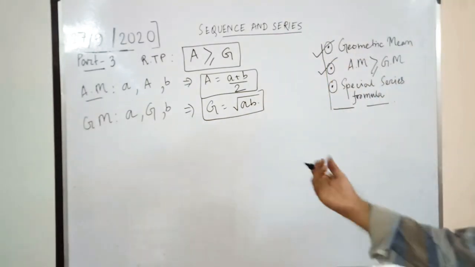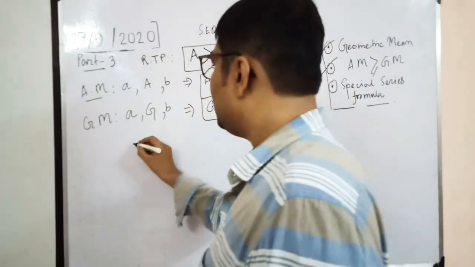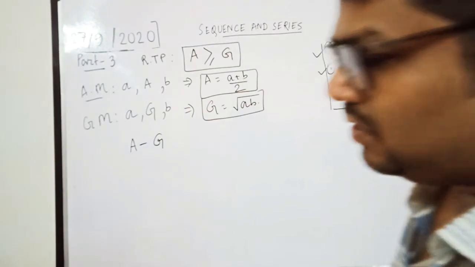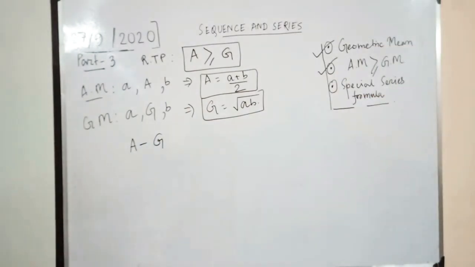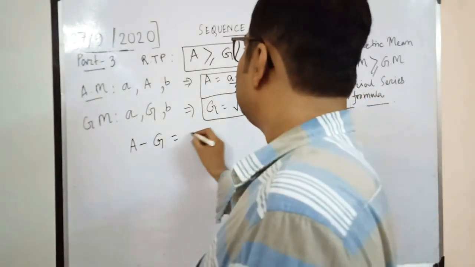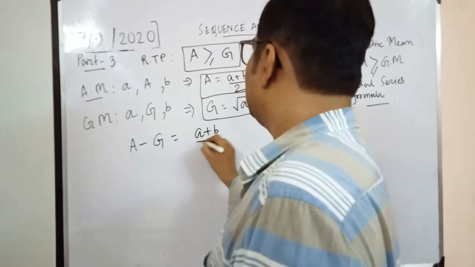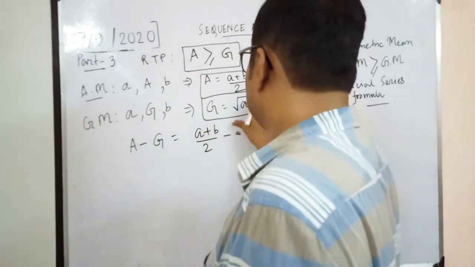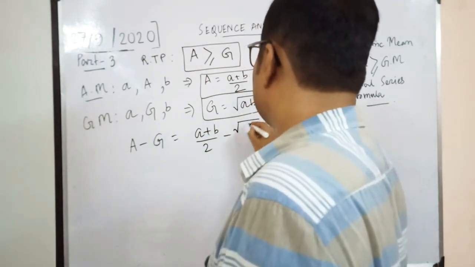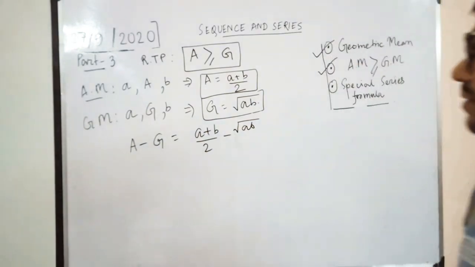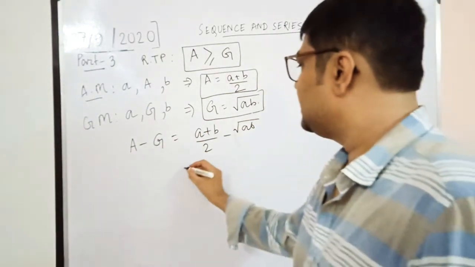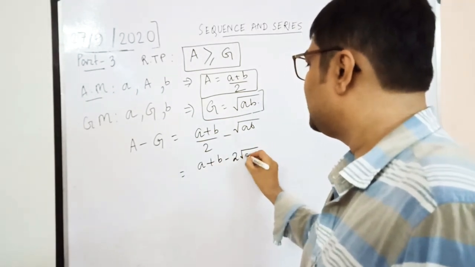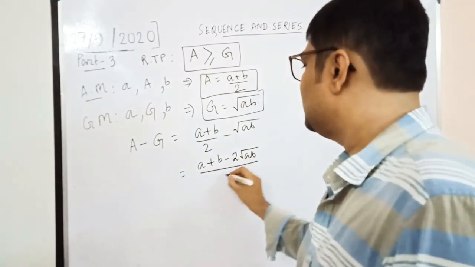Okay, you can take the negative root also, it's not a problem. So now what I will do is a minus g over here. If I do a minus g, I see that it's (a plus b) by 2 minus root over ab, which will be simplified as something like (a plus b minus 2 root ab) by 2.